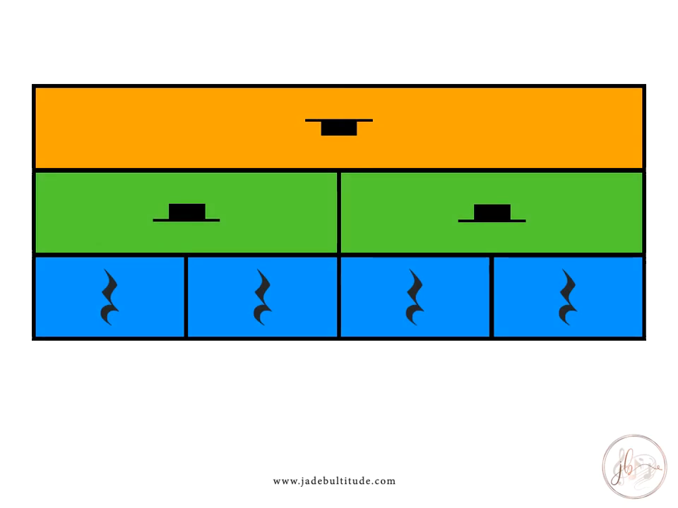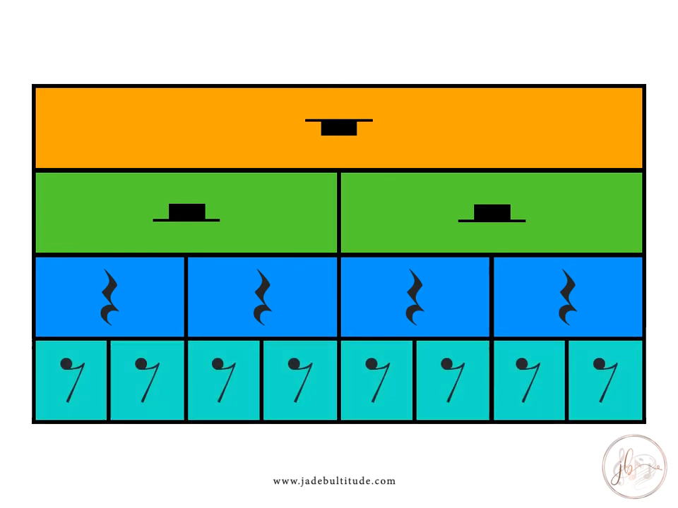Now let's look at our rests. At the top, we have our semibreve rest, 4 beats. In the middle, we have our minim rests, which are 2 beats each. And at the bottom, we have our crotchet rests, which are worth 1 beat each. Let's add in our quavers. The same as our notes, you can see that there are 8 quaver rests in a semibreve, 4 in a minim, and 2 in a crotchet.